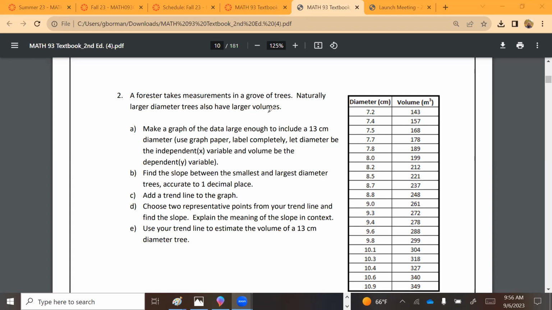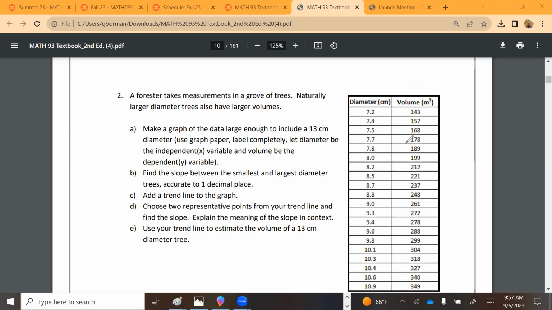A forester takes measurements in a grove of trees. Naturally, larger diameter trees also have larger volumes. So let's say that represents the thickness of the tree. The bigger the diameter, the distance straight across through the middle of the tree, the more tree you have. Okay, that makes sense. So they've got that information cataloged over here. Diameters are over here and the volumes are here.